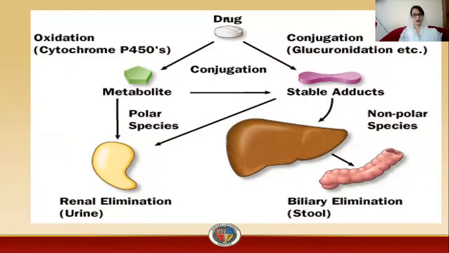This is a diagram which shows that drug is metabolized by cytochrome P450, and that is a system. Cytochrome P450 is an enzymatic system which breaks down the drug into its metabolites, and it is mainly located in the liver. Or the drug gets conjugated by glucuronide, or other moieties, to form a conjugate, and a stable adduct is formed. The drug metabolites, if they are polar ones, get excreted through renal elimination.